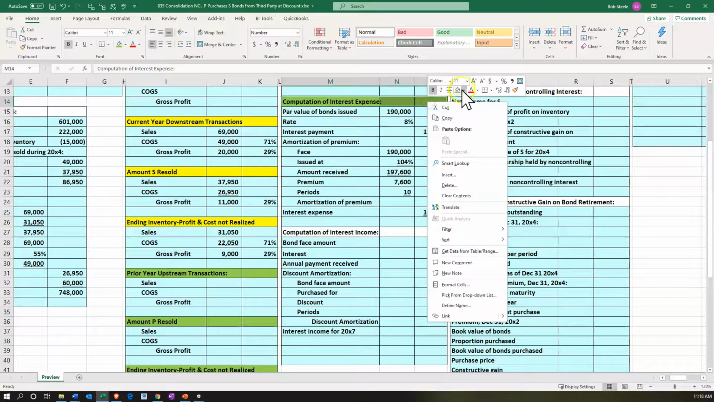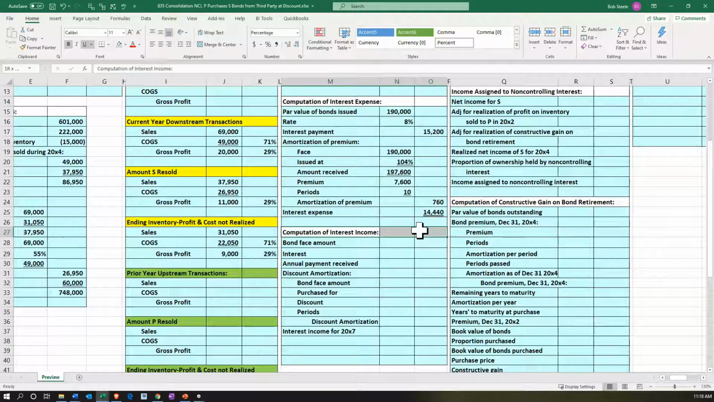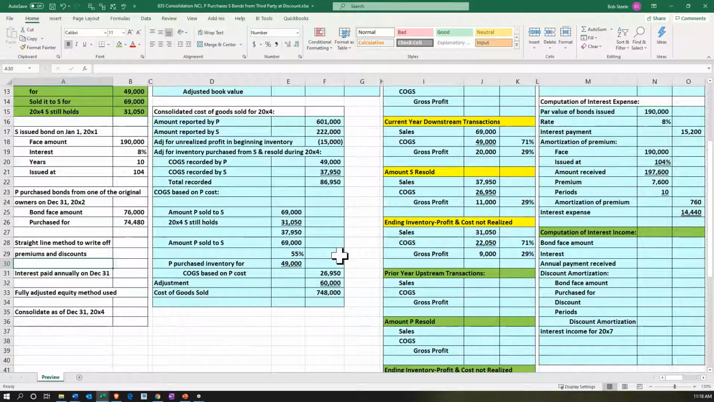So then I'm going to ungreen this one. We're going to move on down to the computation of interest income. So let's think about interest income. I'll make that green to do so. Now with the interest income, we're thinking about this side of things when P purchased bonds from one of the original owners.